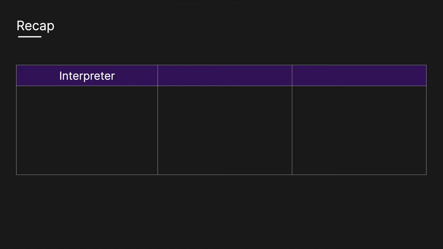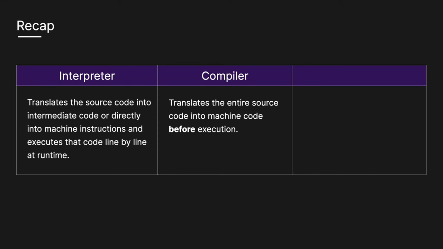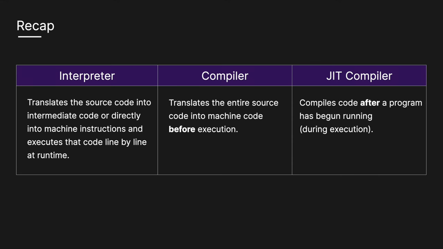So to recap, an interpreter executes source code directly or translates it into an intermediate form and executes it line by line, allowing for immediate execution, but often with slower performance due to line-by-line translation overhead. A compiler, on the other hand, translates the entire source code into machine code before execution, resulting in faster runtime performance since the code is already in executable form. And finally, a just-in-time compiler compiles code during execution after the program has started, often starting from an intermediate representation like bytecode. It'll identify frequently executed code paths and compile them into optimized machine code on the fly, combining the benefits of interpretation's immediacy and compilation's performance optimizations.